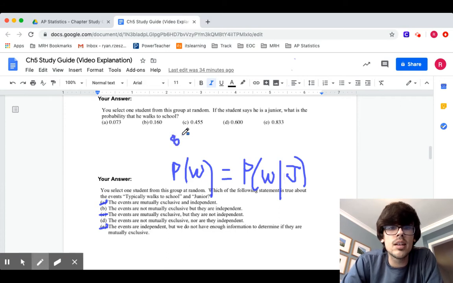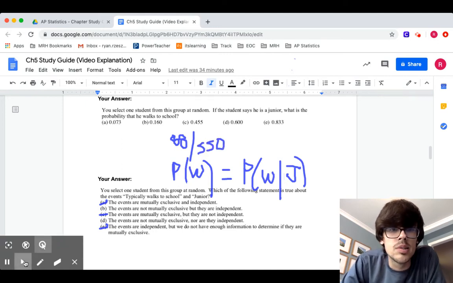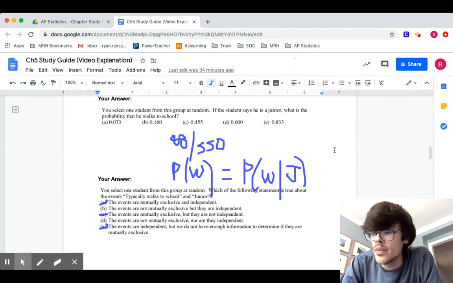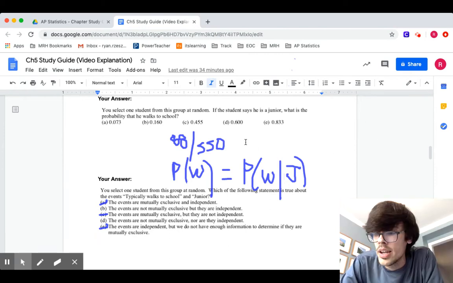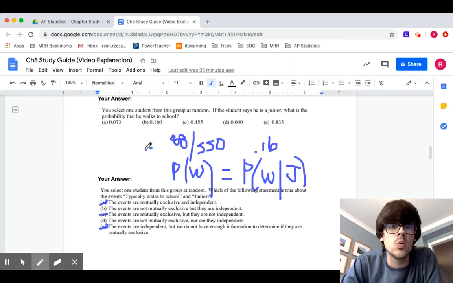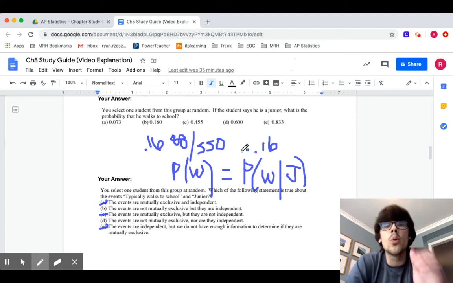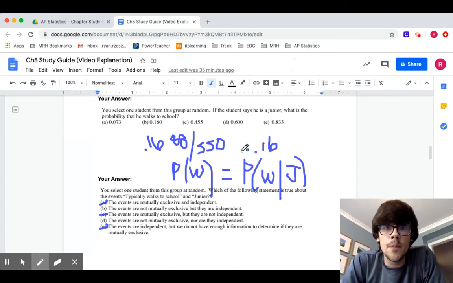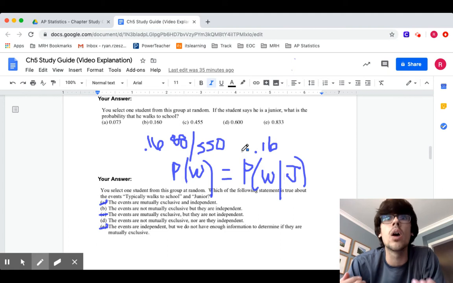And then for my second one, I have to do probability of walk given junior. I believe that's one I already figured out. Was that the last question? Yeah, that's exactly what I found out in the last question. Walk given junior is 48 out of 300, which is a 0.16. So if you make decimals for both of these, they actually are equal to one another. Both of these, if you divide them out and solve them, are 0.16. So that means if we know somebody's a junior, it doesn't change the probability that they walk to school. In other words, junior tells us nothing about walk, and they are actually independent.